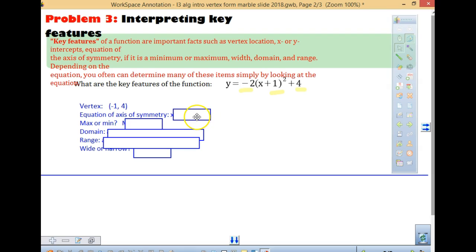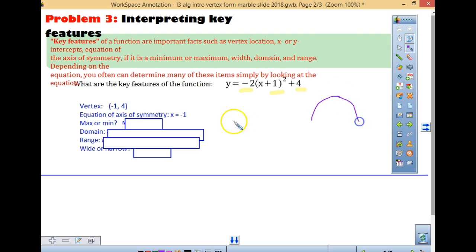Equation for the axis of symmetry. Well, if we know the vertex, what do we know the axis of symmetry is? It should be x equals -1. Is this a minimum or a maximum? Look at the number out in front. This is telling us that our parabola should be going up or down? Down, right? So our parabola is going down. So it definitely has to be a max. Some of you got confused on that on the quiz.